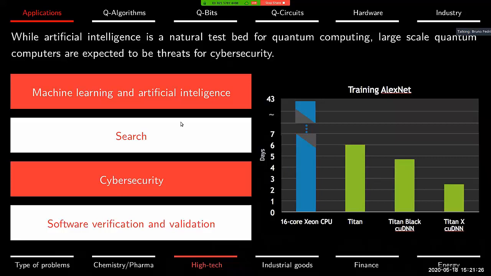And so until now, I presented quantum computing as an advantage, but quantum computing can also be a threat, especially in cybersecurity. I will say more on this in a few minutes.